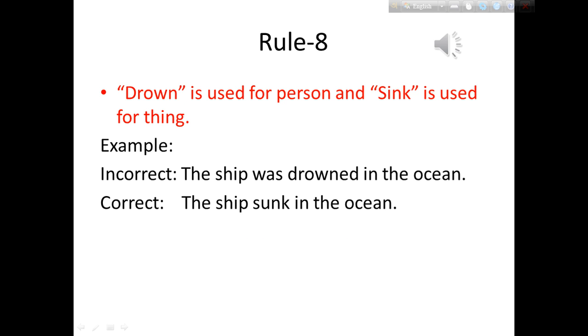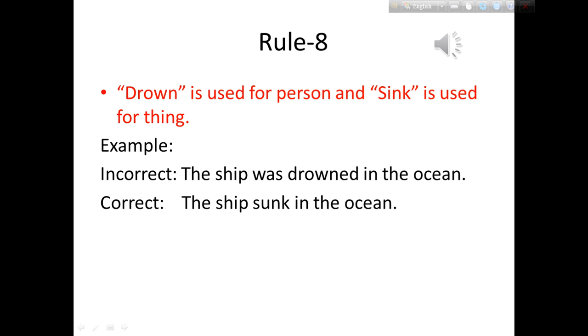Next rule. The word drown is used for person and sink is used for thing. The example is here. The ship was drowned in the ocean.